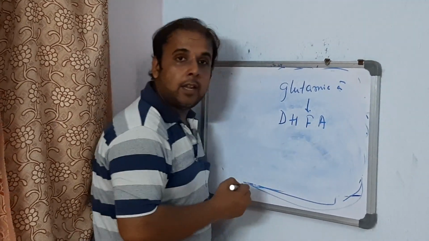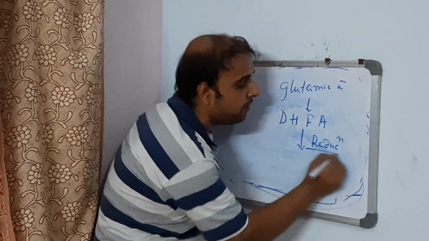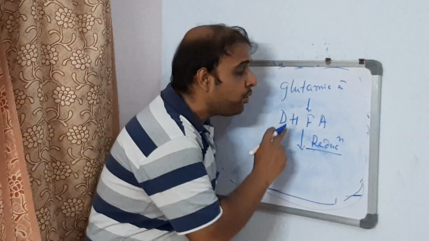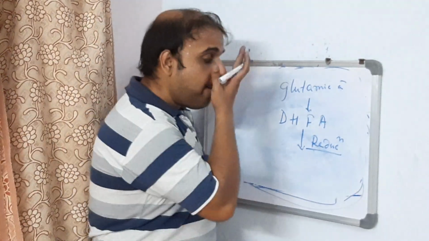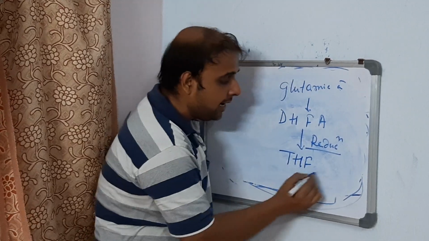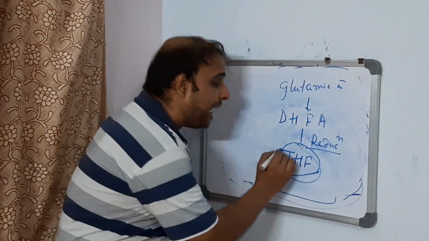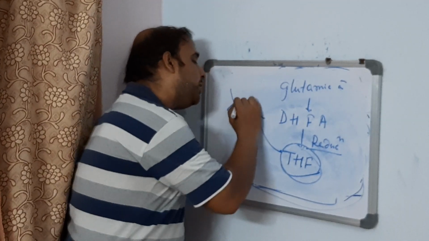Dihydrofolic acid will further undergo reduction in the presence of what? In the presence of an enzyme called dihydrofolate reductase. Upon reduction, there is a formation of what? THF, that is tetrahydrofolate. It is the tetrahydrofolate that will undergo what? Formylation.